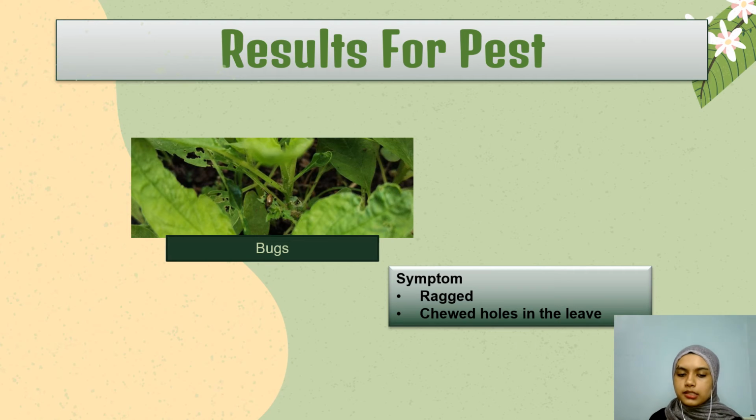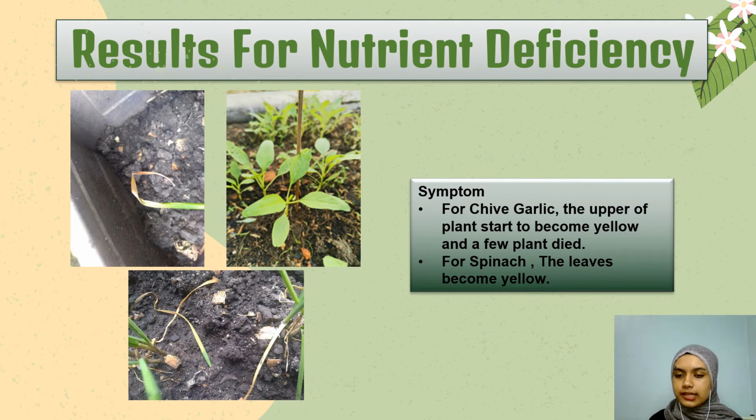Result for pests, we have bugs and the symptom is ragged bark and holes in the leaf. Result for nutrient deficiency, for chief garlic, the upper part of the plants starts to become yellowish and a few plants die. And for spinach, the leaf becomes yellowish.